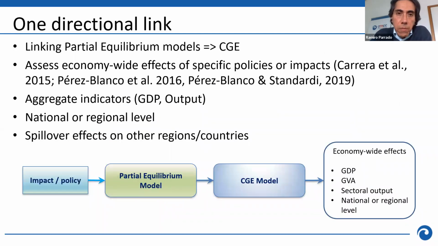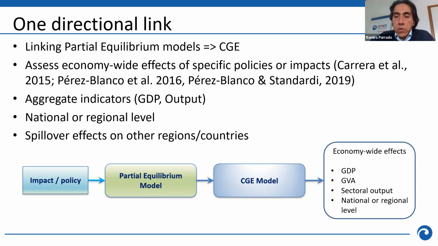Now, going back to the modular approach for the model, we have also two alternatives. The first one is to use a one-directional link that is basically linking a partial equilibrium model with the CGE, and this has been used only to assess the economy-wide effects of specific policies or impacts, such as in the papers that I'm citing in this slide. And basically, the analysis starts with an impact or policy that has been assessed in a partial equilibrium model. And then this partial equilibrium model will produce some outputs as an input for the CGE model.